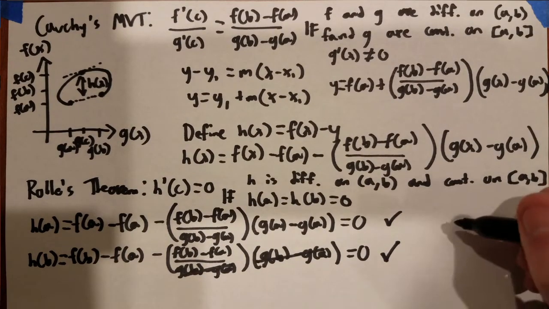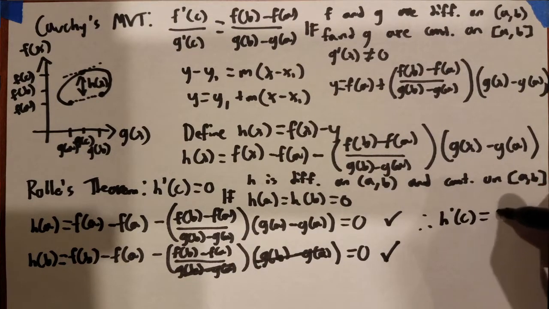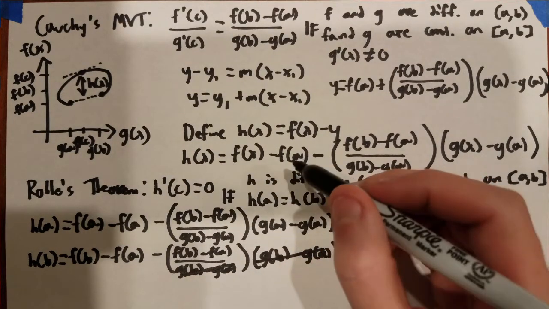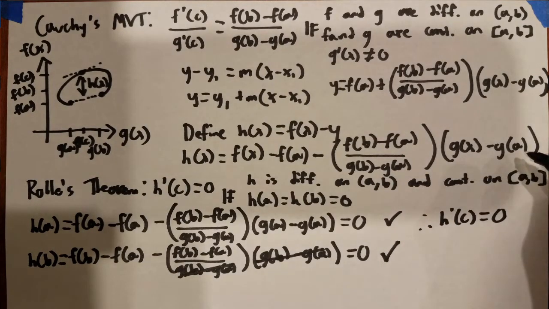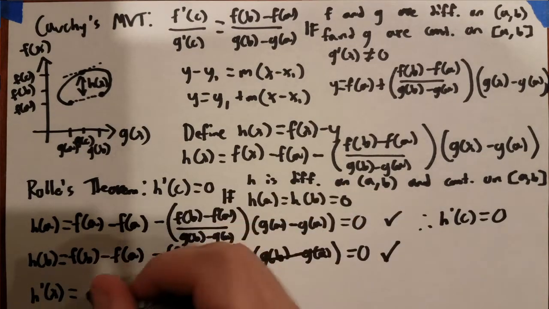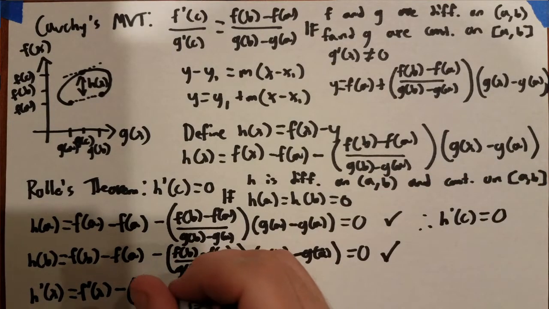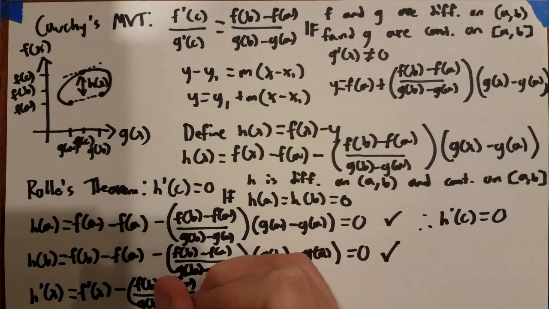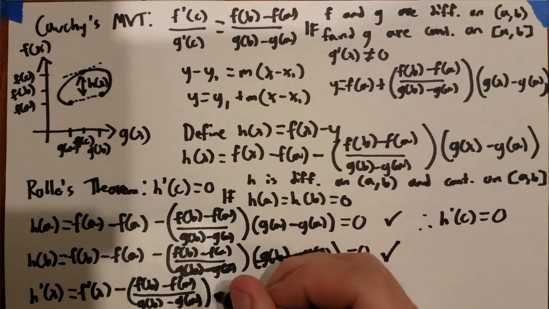Therefore, there exists some point c where h prime of c is equal to 0. So now we're going to have to take the derivative of our function h of x. When we look at our function, f of a is going to be a constant. This whole slope thing right here is going to be a constant. And g of a is also going to be a constant. So when we derive to get h prime of x, we're going to get f prime of x minus, it's still a constant, f of b minus f of a over g of b minus g of a times g prime of x.